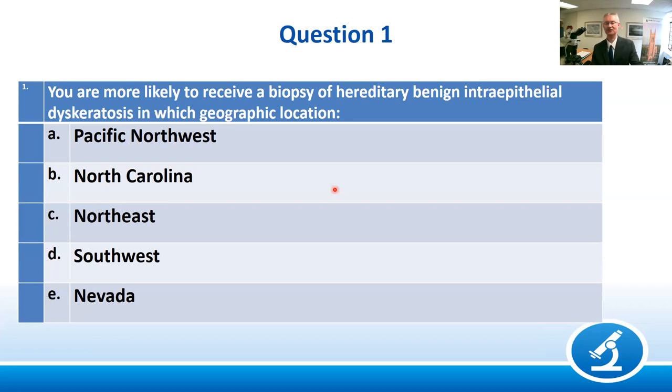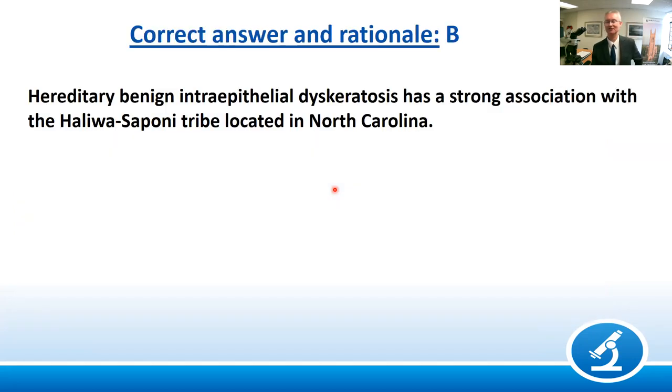All right, let's do a few questions. You are more likely to receive a biopsy of hereditary benign intraepithelial dyskeratosis in which geographic location? And the answer, of course, is B, North Carolina. These individuals live right here in North Carolina.